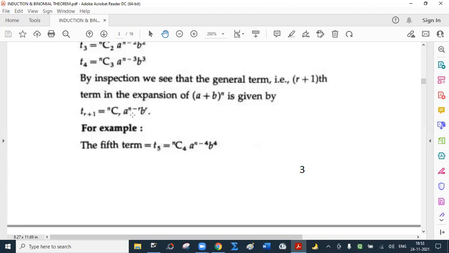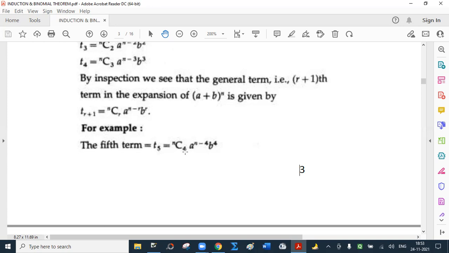Now, you may also ask me, but why not find Tr? If you insist that you want Tr, you can write that. How? What will be Tr? It will be nC(r minus 1), a raised to n minus r plus 1, b raised to r minus 1. This can be remembered easily: nCr, a raised to n minus r, b raised to r. But this happens to be not the rth term, but the r plus 1st term.